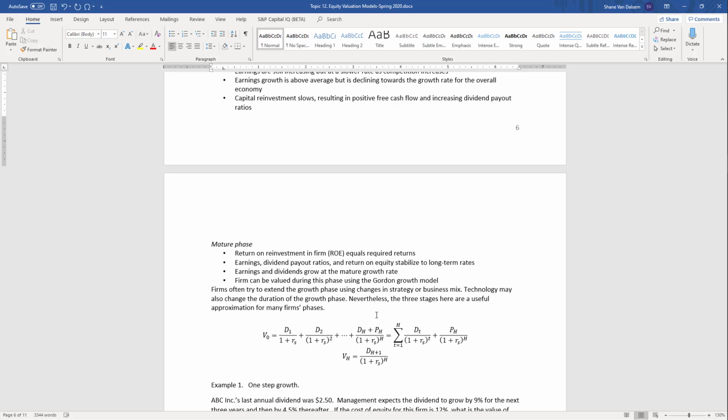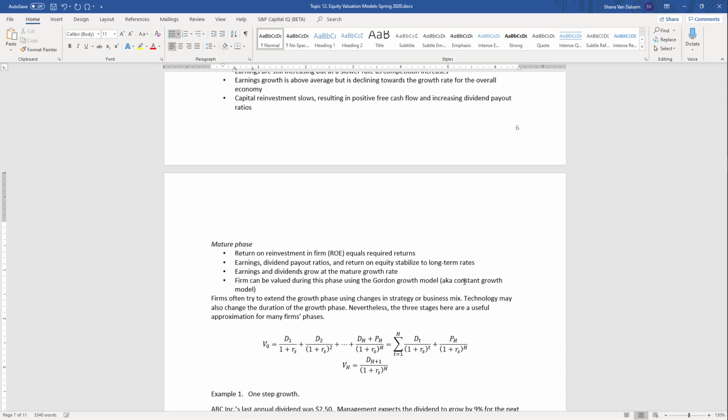A firm can be valued during this phase using the Gordon growth or the constant growth model. Firms often try to extend the growth phase using changes in strategy or business mix. Technology may also change the duration of the growth phase. Nevertheless, the 3 stages here are a useful approximation for many firms' phases.